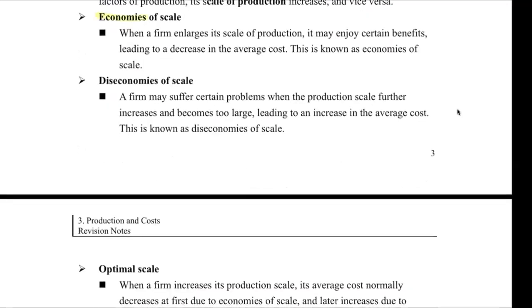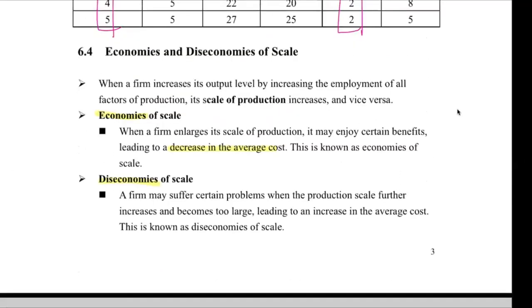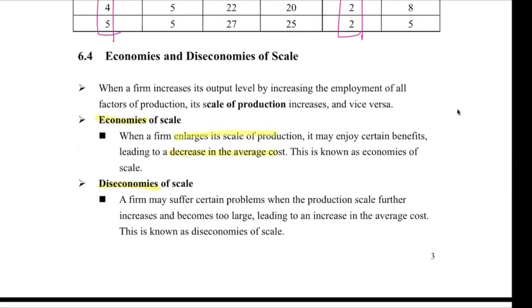Because sometimes, when you try to do the short question about economies of scale, maybe you need to mention the average cost changing. Actually, economies of scale means a decrease in average cost when we enlarge the scale. What does economies of scale mean? The output goes up and then AC goes down. Diseconomies of scale is just the opposite: when the output goes up, the AC goes up.